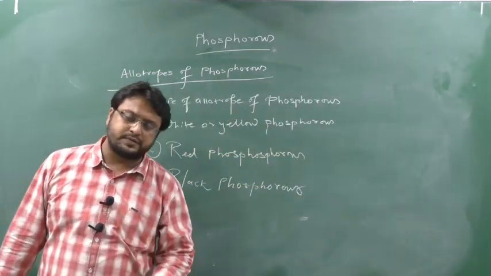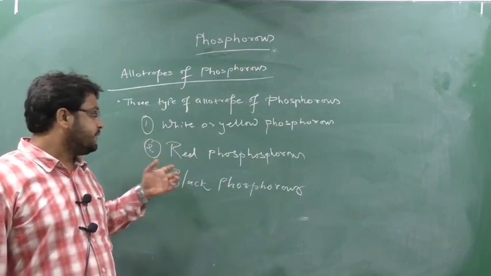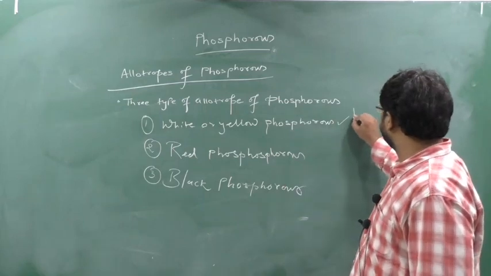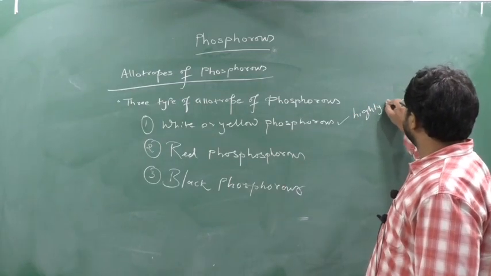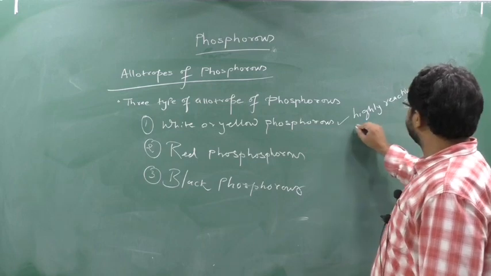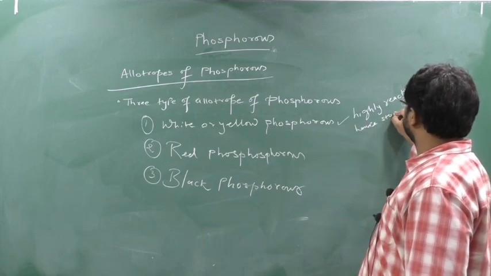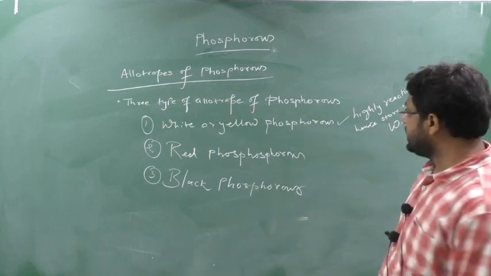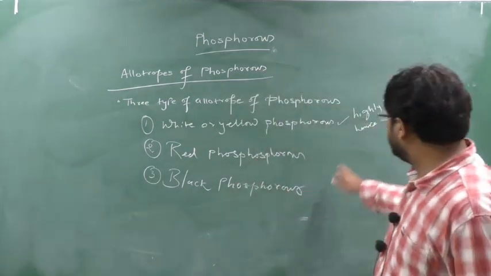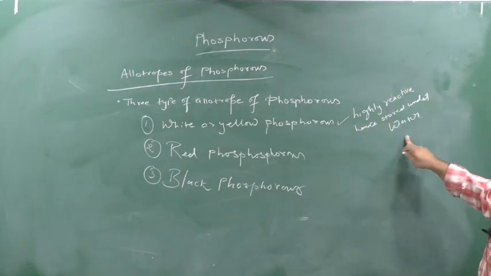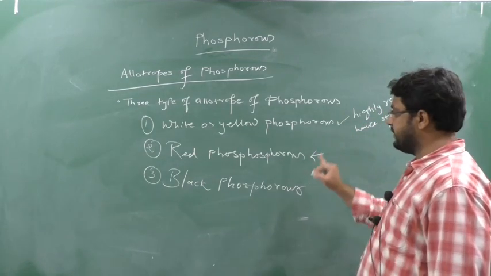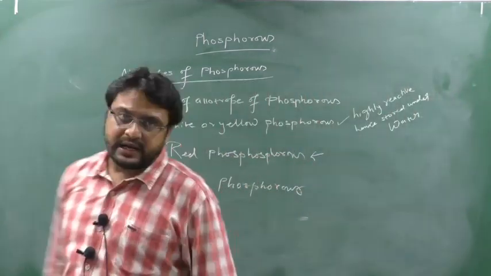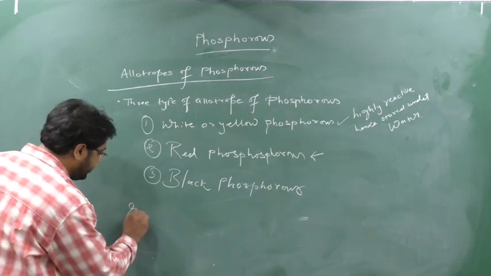So there are totally three allotropes of phosphorus: white phosphorus, red phosphorus and black phosphorus. See here, this white phosphorus is very highly reactive, hence stored under water. Please remember this, under water. This red phosphorus is less reactive than white, and black phosphorus is less reactive than red. So I will write down the reactivity series.